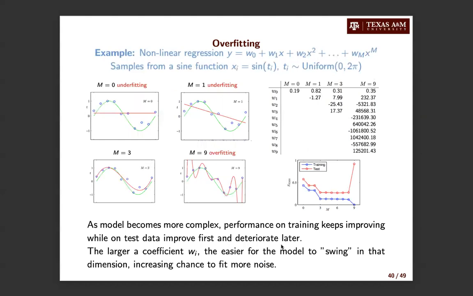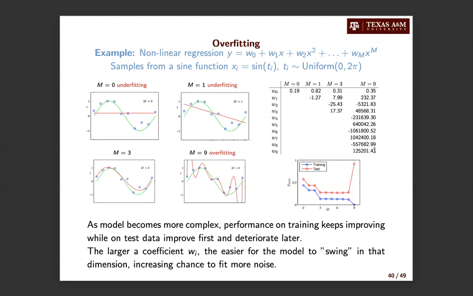So essentially this slide says exactly the same thing. As our model becomes more complex, the performance on the training set keeps improving, while on the test data, the performance will improve first, but then will deteriorate later.